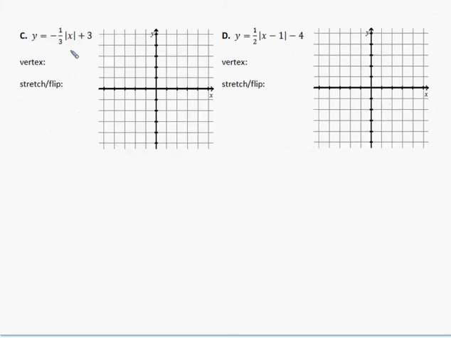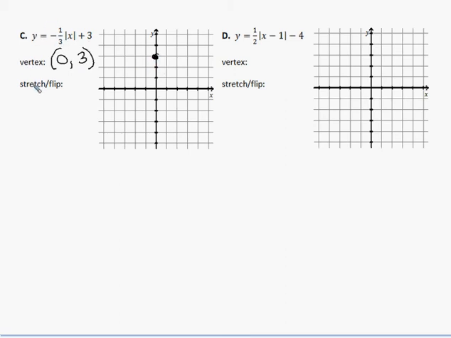Okay, let's do another one. Now this one has two separate modifications. The vertex is the first thing that we find. There's nothing added or subtracted inside with the x, so that's going to have a 0. And then there's a +3 on the outside. You don't change the sign since it's on the outside. So the vertex of this graph is going to be at 0, 3, which is on the y-axis.